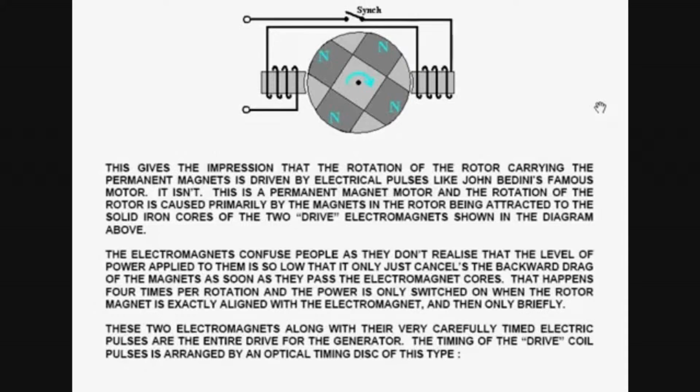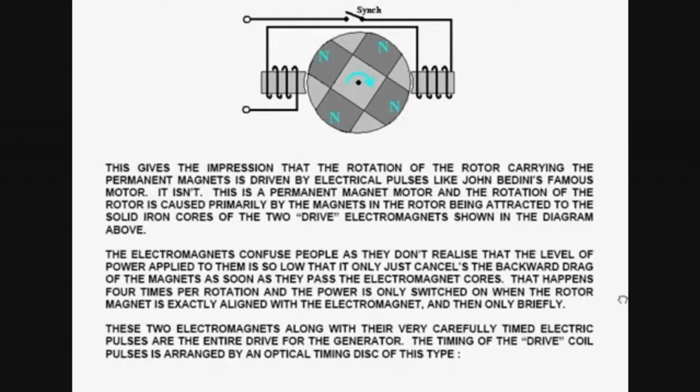The electromagnets confuse people, as they don't realize that the level of power applied to them is so low that it only just cancels the backward drag of the magnets as soon as they pass the electromagnet cores. That happens 4 times per revolution, and the power is only switched on when the rotor magnet is exactly aligned with the electromagnet, and then only briefly. These 2 electromagnets, along with their very carefully timed electric pulses, are the entire drive for the generator.